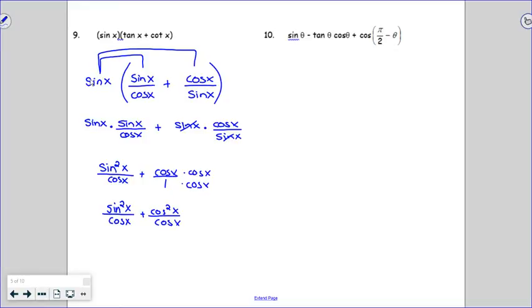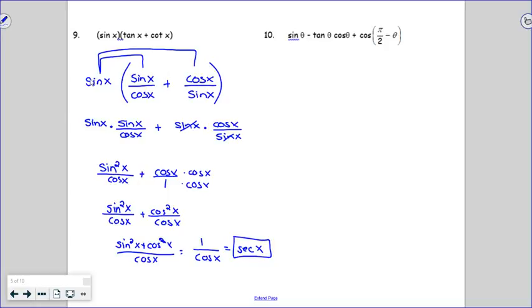So now I have a common denominator. I can add straight across the top, keeping it over that common denominator. Well, sine squared plus cosine squared is our Pythagorean identity, so I can replace that with 1. And 1 over cosine I can rewrite as its identity, secant x.